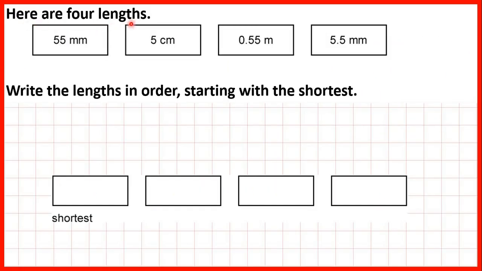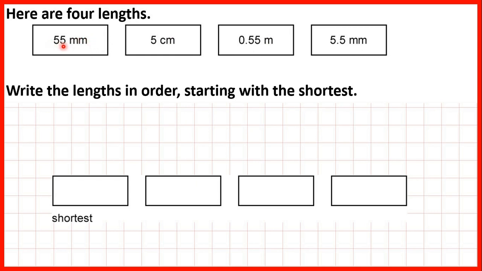Here are 4 lengths. We have 55 millimetres, 5 centimetres, 0.55 metres, and 5.5 millimetres. Write the lengths in order, starting with the shortest. So we have lengths in different units. We have millimetres, centimetres, and metres. But we know how to convert both millimetres and metres into centimetres, so we can make our units the same.